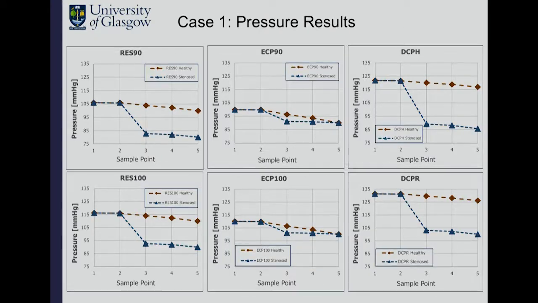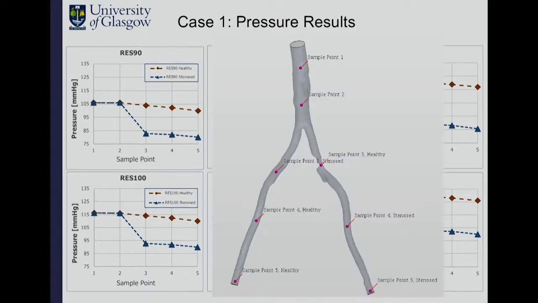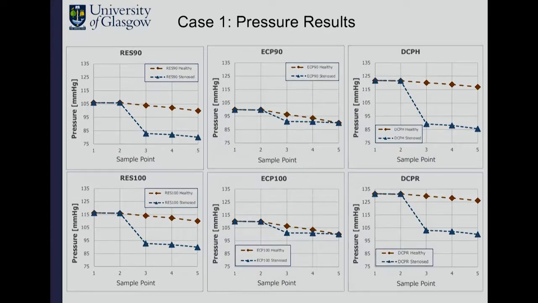In terms of what the pressure looks like, just a reminder, we have 5 different points, so 2 of them are in the aorta, and then we have points 3, 4, and 5 in each iliac artery. So we can see how the pressure develops in the model.